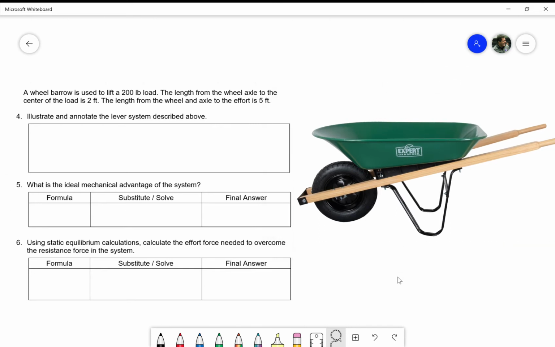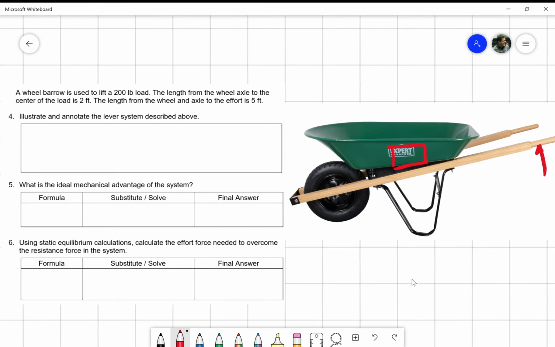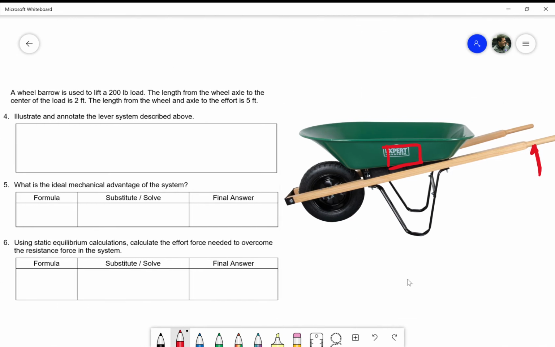All right, so what are we going to do? We have to show the load. So the idea will be that I have a load right here, and then we have the handlebars over here. So our effort force is going to be over there. I'm going to move this over a little bit. All right, so I have my effort force right here. I have my resistance force pulling down right there.